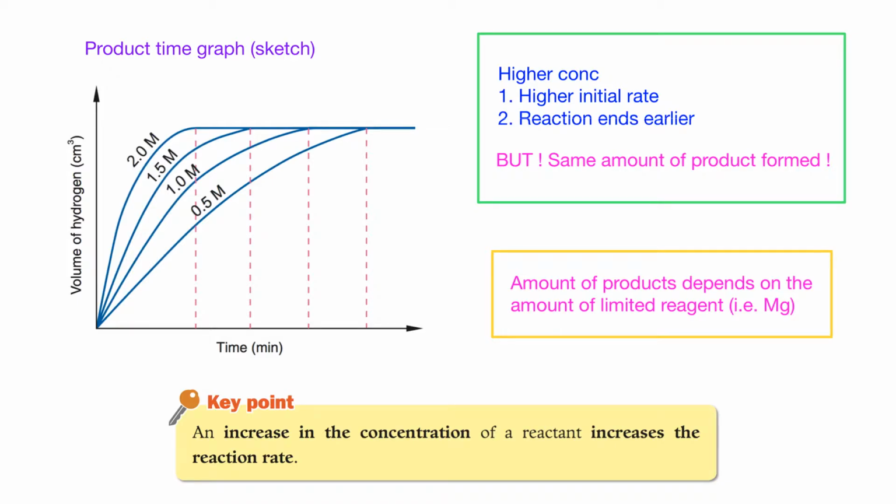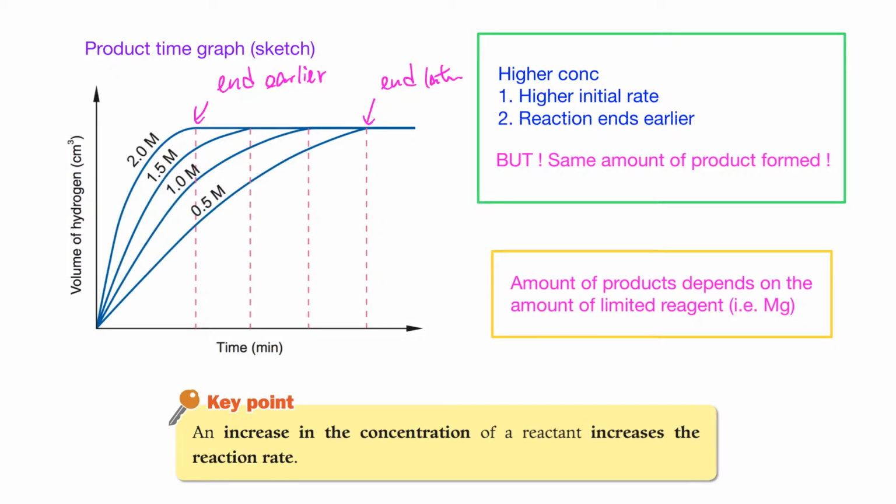For the results of the experiments, we can put a product-time graph here: the volume of hydrogen produced in the process against time. If we have a higher concentration, you can see that it has a steeper slope than a lower concentration one. Not only this, the reaction will end earlier. You can see that here, it ends earlier. And then this one will end later.